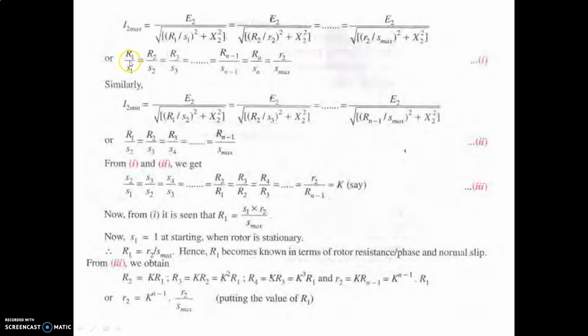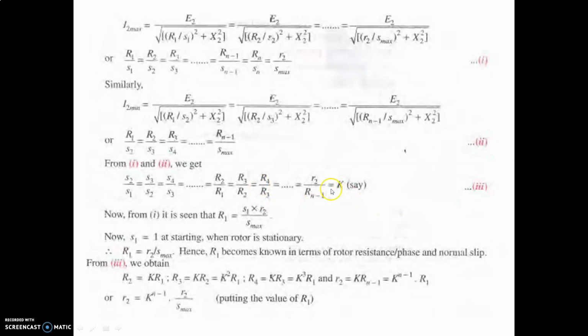So from this equation we are writing R1 is equal to S1 multiplied with R2 by S max. S1 is the very first value of slip, that is during the starting condition, so S1 will be equal to 1. So you know the value of resistance R1, because R2, the rotor resistance, is known to you, and S max will also be known to you. These two are the known, fixed parameters of the motor. You can calculate R1 first. So R1 is simply R2 by S max. So R1 is a known parameter.